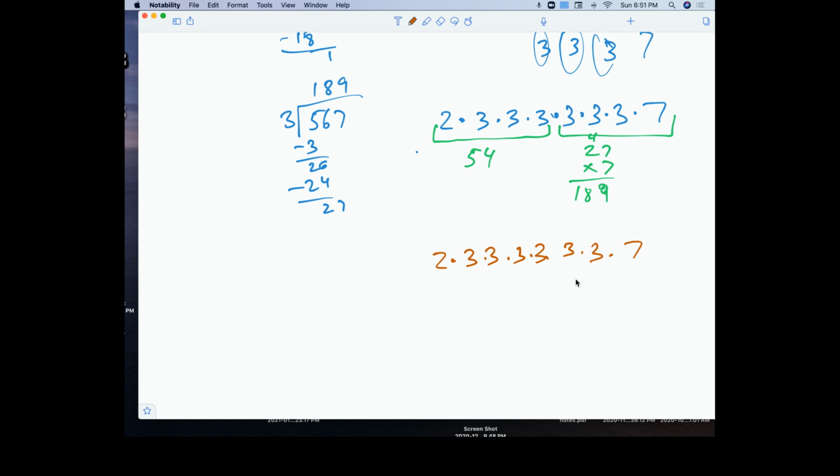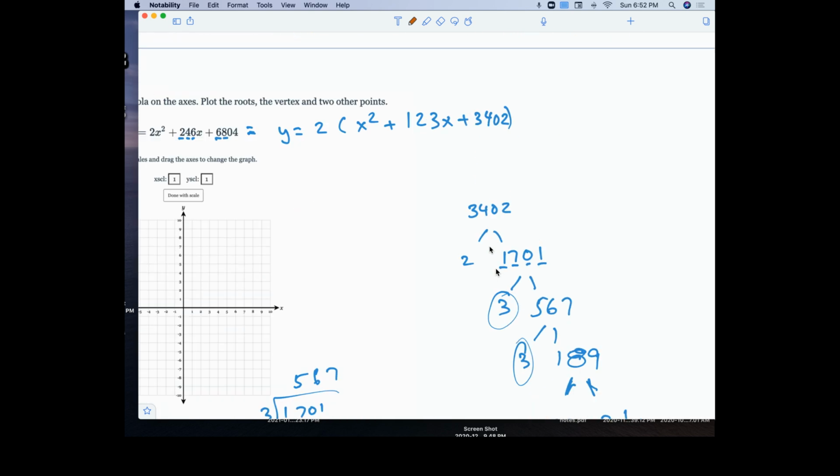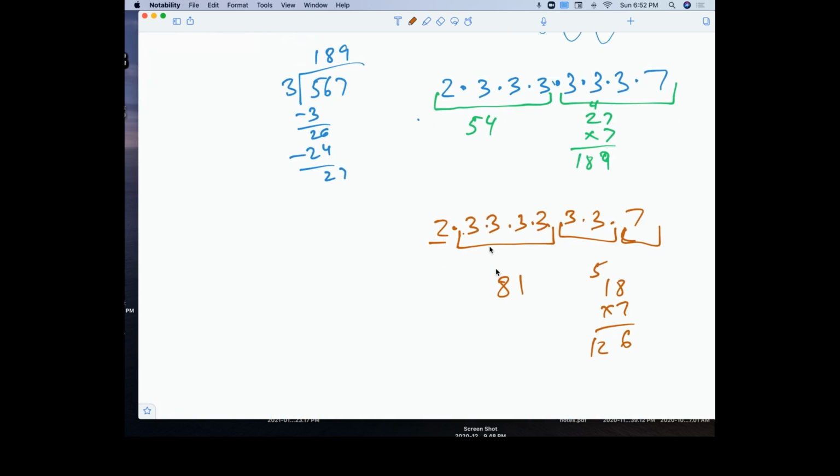Oh, so we have a problem here because if I go too many 3s, this is going to give me 81. Let's see if I go 81 and everything else. So this is 9 and 2 is 18. 18 times 7 is 126. And I know this is 81. We want 123. That's a little too much.